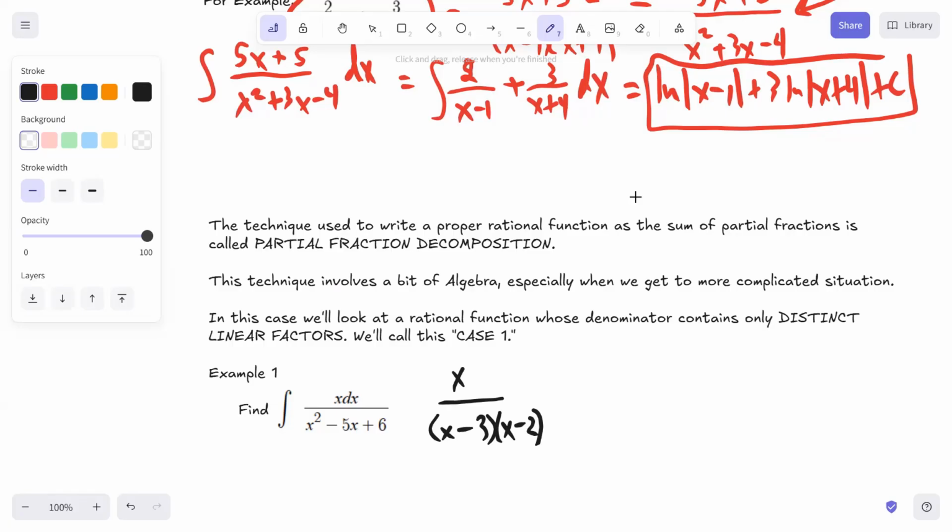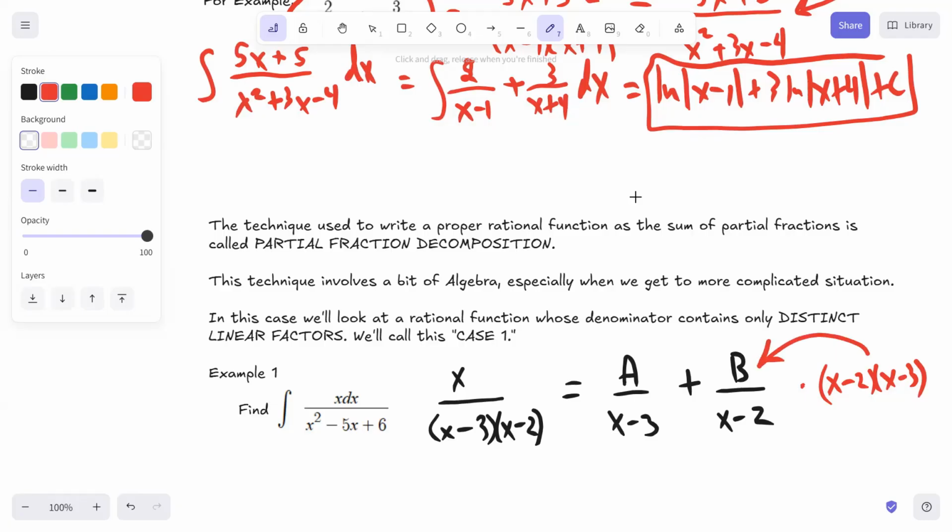Just take the integrand. What we're going to do is set up the partial fraction decomposition. Anytime you have linear factors, the numerator is going to be a constant. So we set it up like this: a over x minus 3 plus b over x minus 2. And then what we do is we clear the fractions by multiplying both sides by the common denominator of x minus 2, x minus 3.